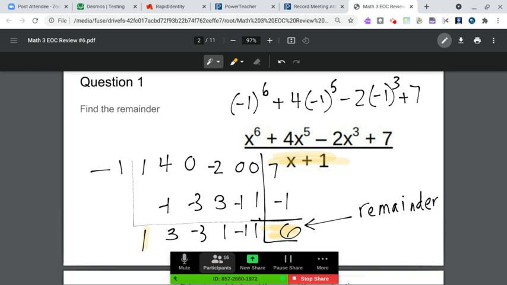Okay? So, wait, you just said if you plug in 6 for x, it's 6? No. If you plug -1 in for x into the polynomial, your output should give you 6, which is our remainder. That's that remainder theorem.